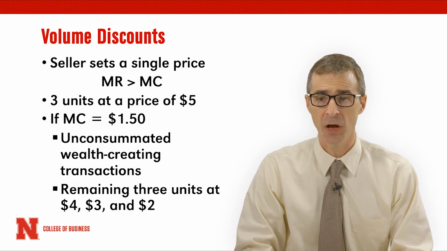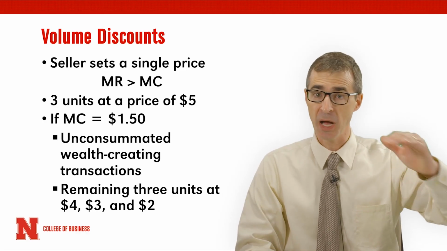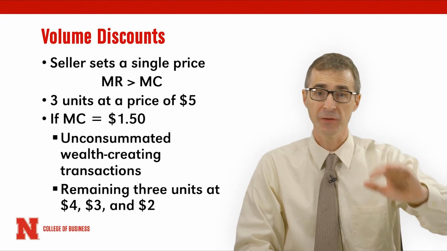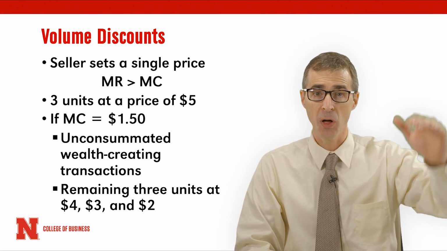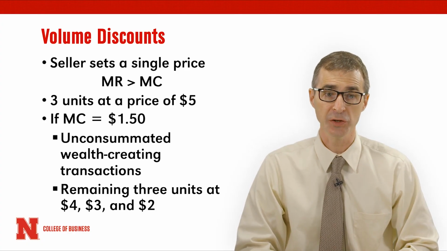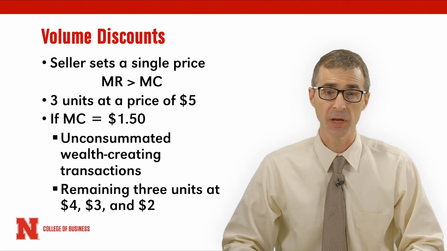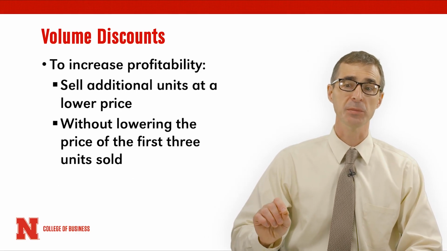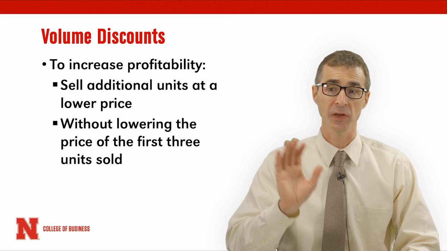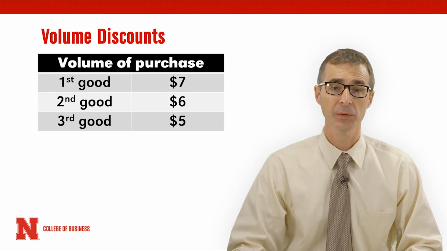So this leaves unconsummated several wealth-creating transactions. The consumer would be willing to buy a 4th unit at $4, a 5th unit at $3, and a 6th unit at $2. All of those prices, 4, 3, and 2, are more than the marginal cost of production, and yet they remain unconsummated. The seller leaves money on the table. To increase profitability, the seller has to find a way to sell more units or additional units at lower prices without lowering the price on the first 3 units sold.